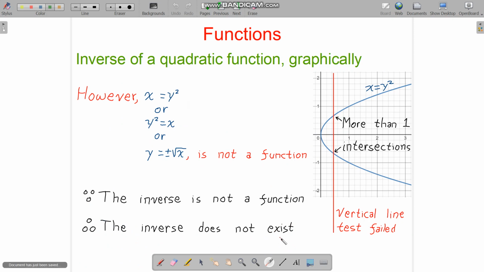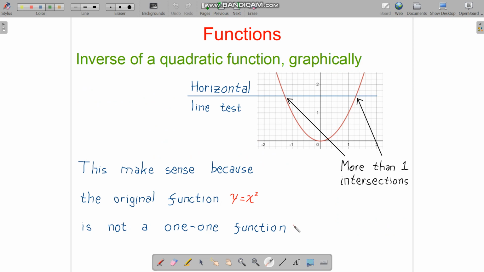However, x equals y squared, or y equals plus minus square root of x, is not a function. The resulting reflection here is not a function because it doesn't pass the vertical line test. Here we have two intersections, so it fails the vertical line test. So we say the inverse is not a function, or the inverse does not exist.